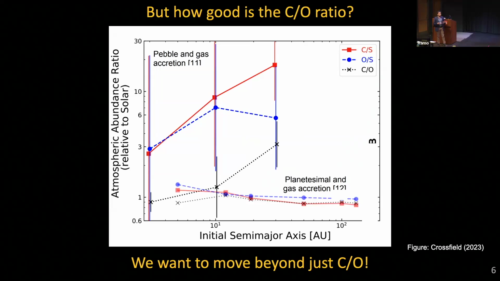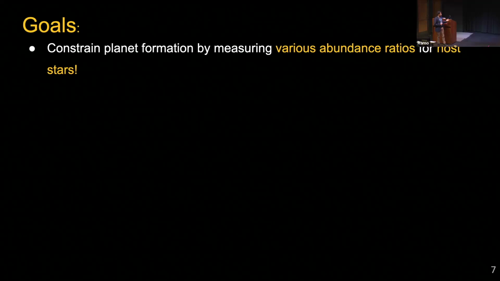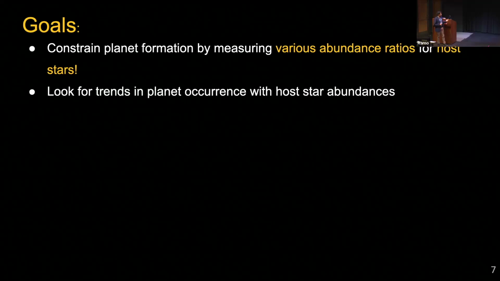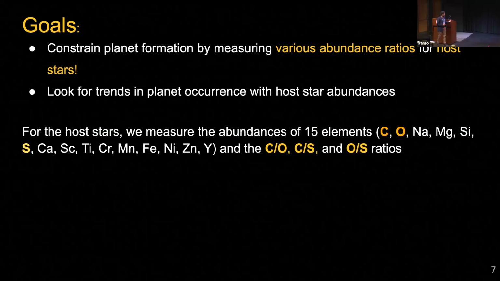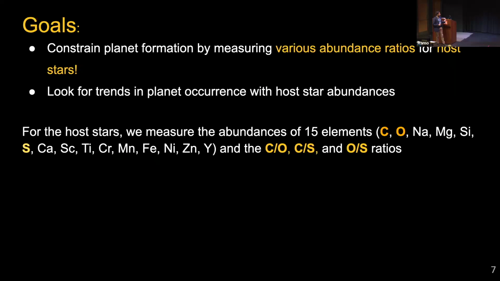especially in the era of JWST, where we have been able to detect sulfur dioxide and hydrogen sulfide in a lot of transiting and directly imaged planets. So the goal of the paper was to constrain planet formation by measuring various abundance ratios for the host star, and to look for trends in planet occurrence with host star abundances. To do this, we measure the abundances for 15 elements, which are all listed here, as well as the carbon to oxygen, carbon to sulfur, and oxygen to sulfur ratios.